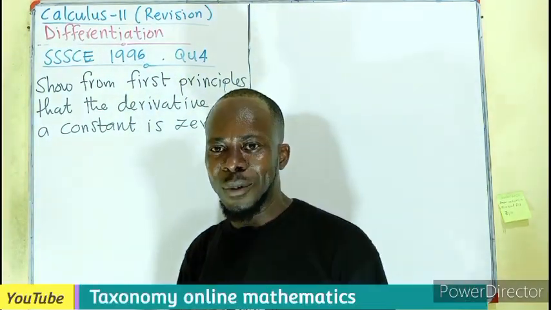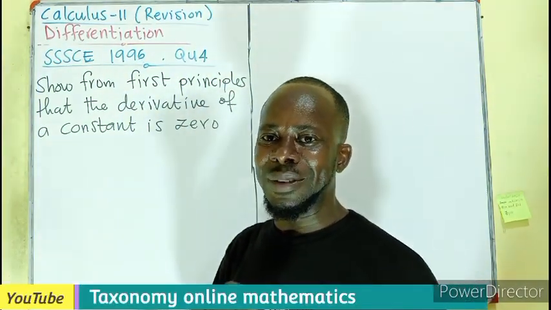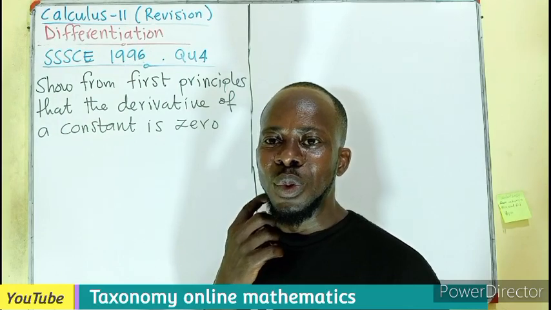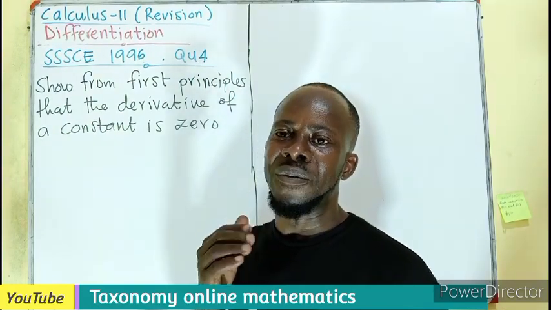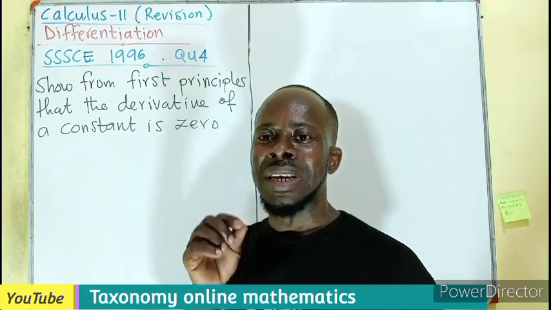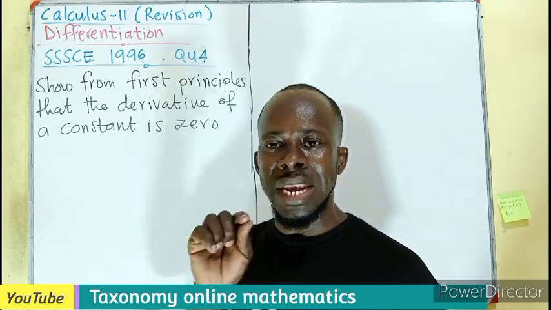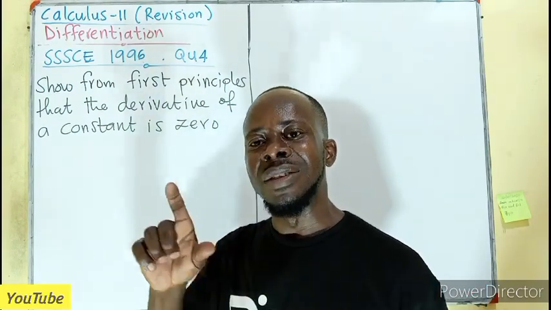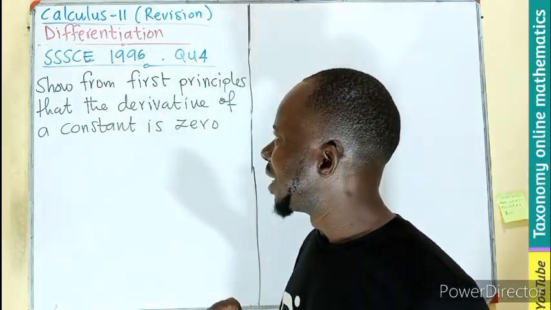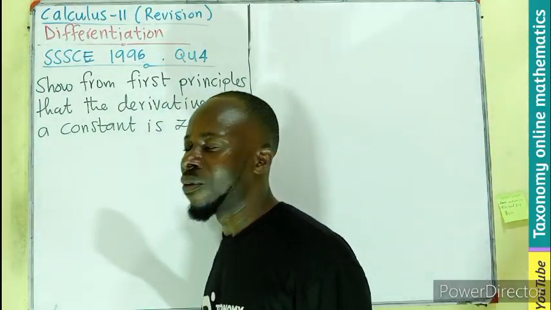Hello, welcome. Let's look at this question under calculus 2. We are to show from the first principles that the derivative of any constant gives us 0. This is WASI 1996, question number 4.